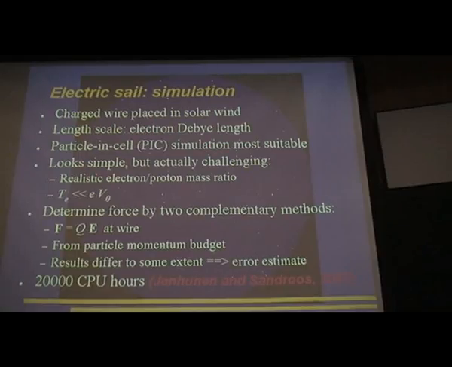On the surface this looks like a simple simulation to do, but when one looks at the details, it's quite challenging to reach an accurate result. One reason is that we have to use a realistic electron-to-proton mass ratio, which makes our time step rather small. Also the electron temperature of the solar wind is about 10 electron volts typically, which is much smaller than the voltage of the wire, which is about 20 kilovolts.